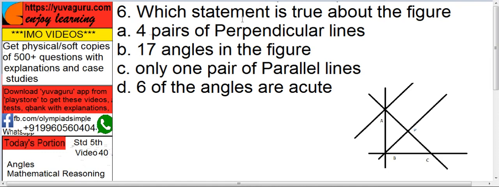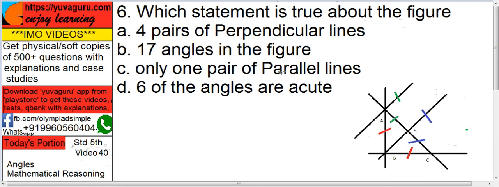Which statement is true about the given figure? This figure is given, and now first is 4 pairs of perpendicular lines. See here, I have marked a pair of perpendicular lines. Perpendicular lines means what? Those which have 90 degrees in between. So one, this is in red, this blue, and this third.